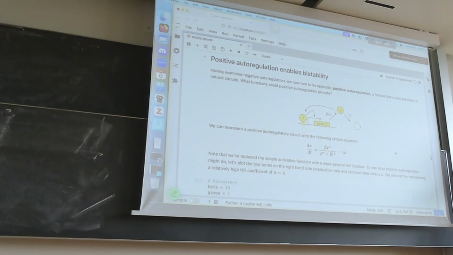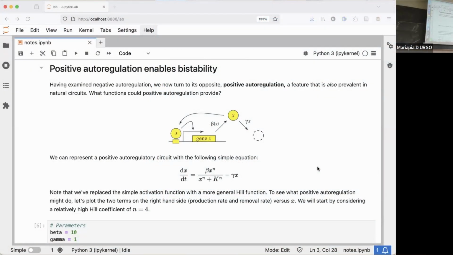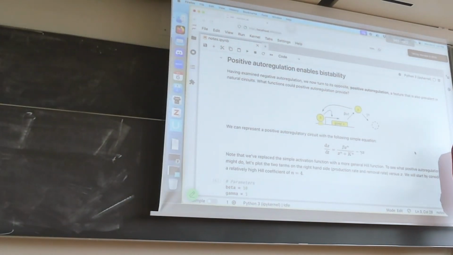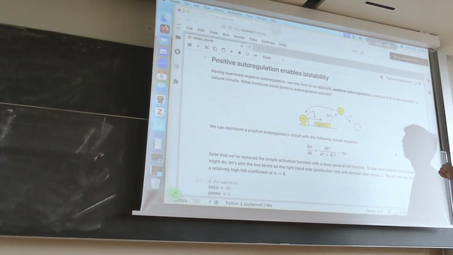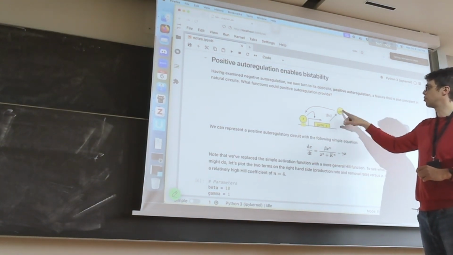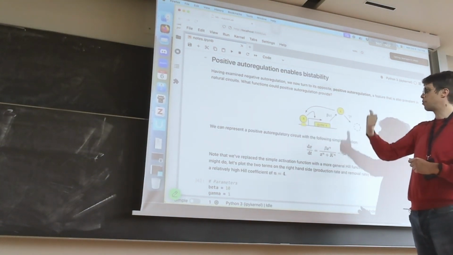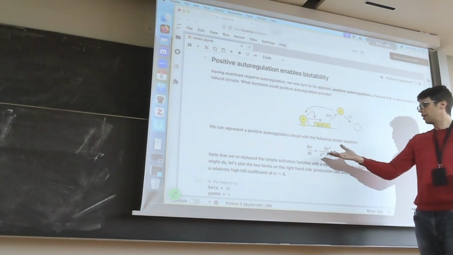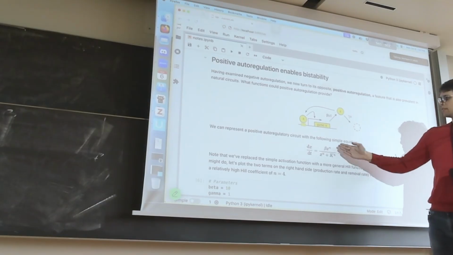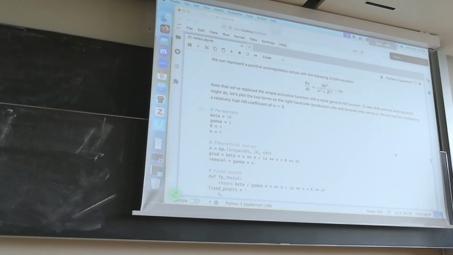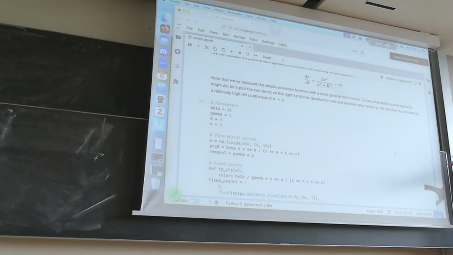Why do we need that? Because positive autoregulation enables bistability, but only if we're turning up the n. We'll see that in a bit. So positive autoregulation is we're having a gene, produces something, and this something upregulates itself. The equation is not a mystery here. We're taking now the Hill function, so this generalized Michaelis-Menten dynamics with the power n. Of course, leaving as it is the degradation gamma.